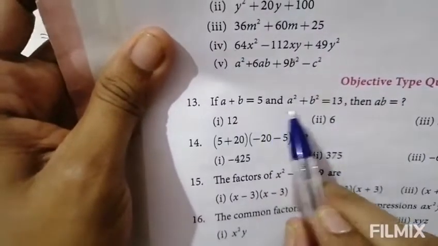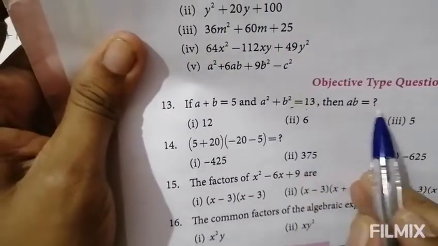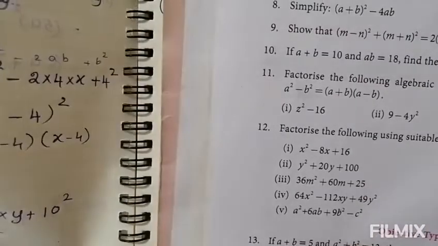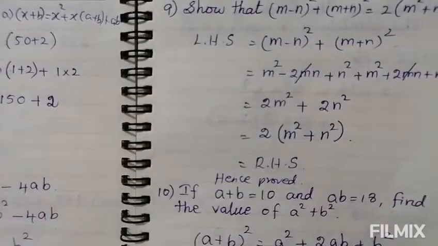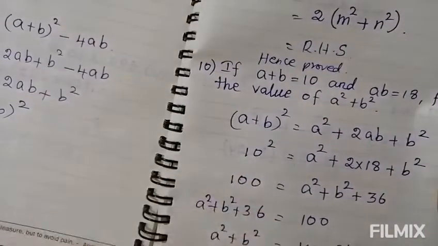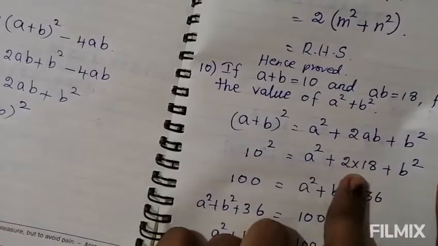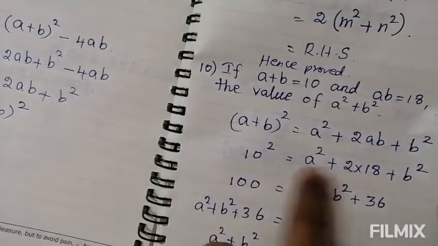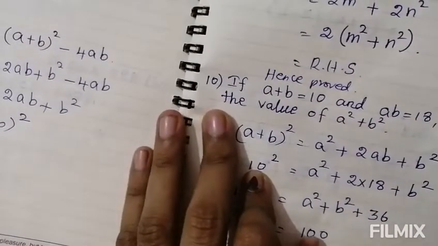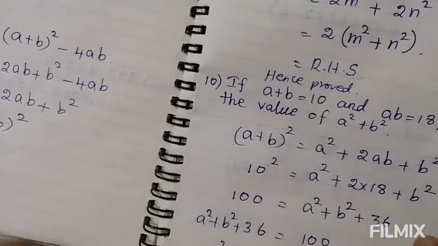If a plus b equal to 5 and a square plus b square is equal to 13, then ab is equal to. So the exercise problem we do one like this. Like this you have to find the answer using this formula, and the missing value is here ab. So substitute in the formula and write the missing value.